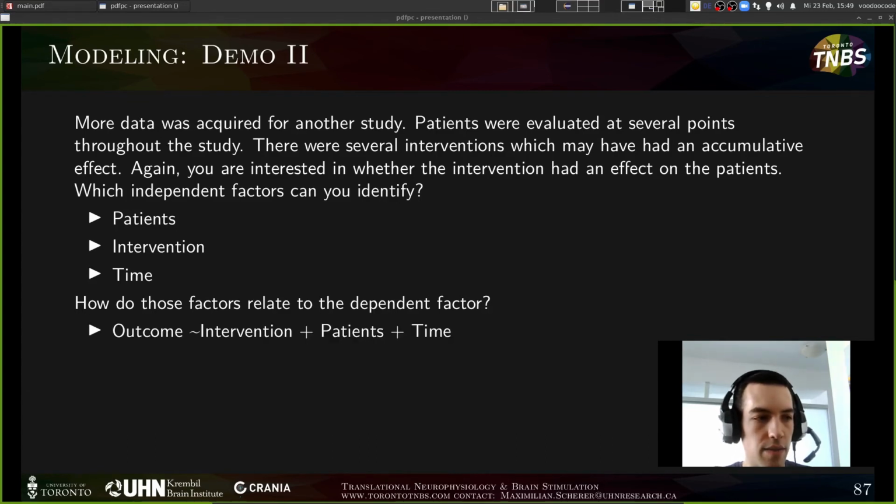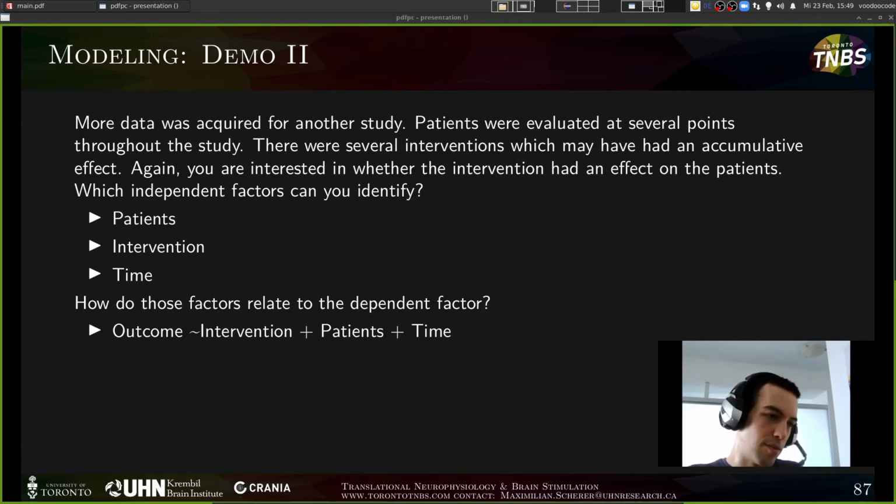And again, as with the other one, there are a couple of options. We can either treat them all as normal fixed factors. Then in this case, we would have to ask ourselves, do we want to make the intervention a categorical factor, or do we want to make it a continuous factor? Because from the description we know that we expect the interventions to have an accumulative effect. Hence, sorting them into intervention 1, intervention 2, intervention 3 would make sense if that's actually the case.